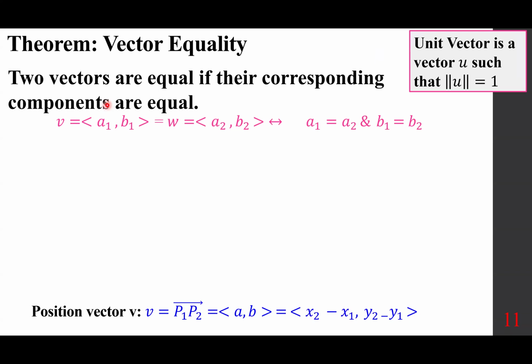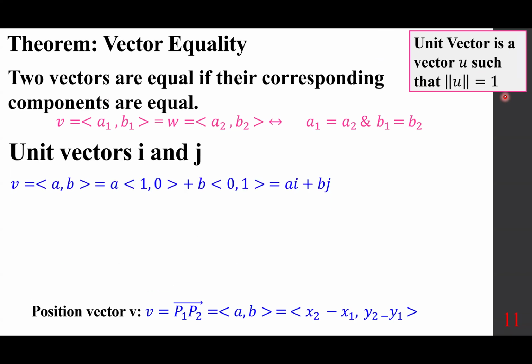A unit vector is a vector u such that its magnitude is equal to 1. That's the definition of a unit vector. Magnitude is 1. Now, unit vectors i and j, I have mentioned that already. V has coordinates a comma b, a times 1, 0, plus b times 0, 1, ai plus bj. That's another way of writing it.